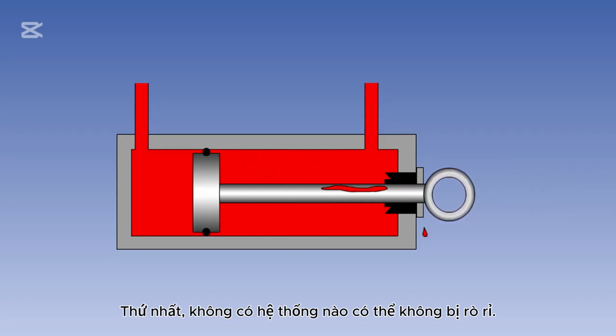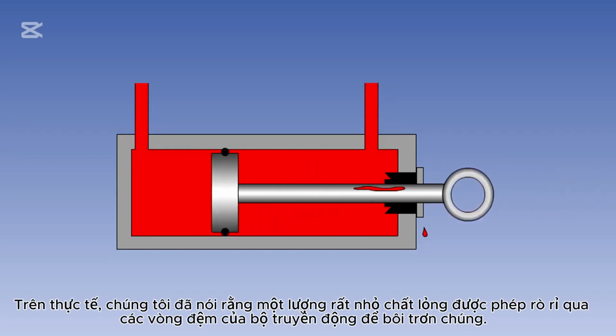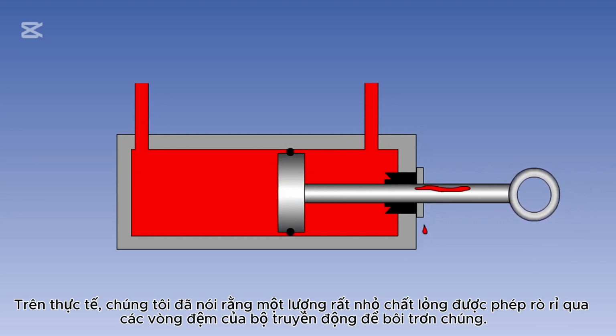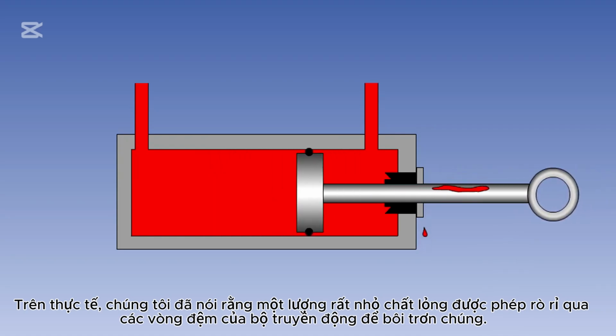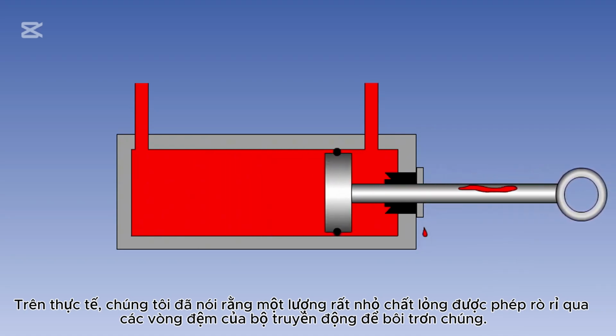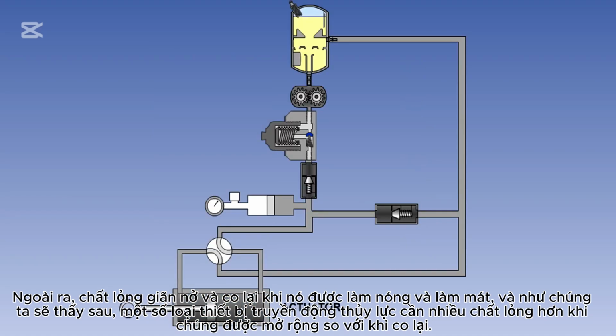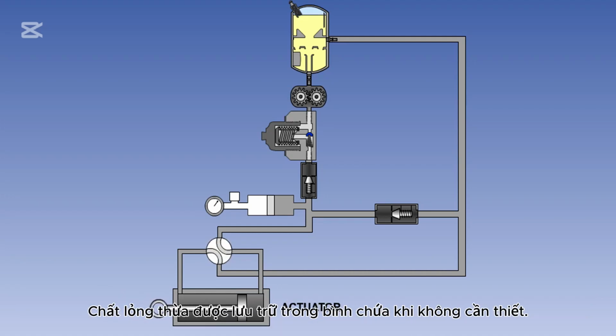Firstly, no system can ever be leak-free. In fact, we have already said that a very small amount of fluid is allowed to leak across the seals of actuators in order to lubricate them. Also, the fluid expands and contracts as it is heated and cooled. And as we shall see later, some types of hydraulic actuator need more fluid when they are extended than when contracted. The extra fluid is stored in the reservoir when not required.